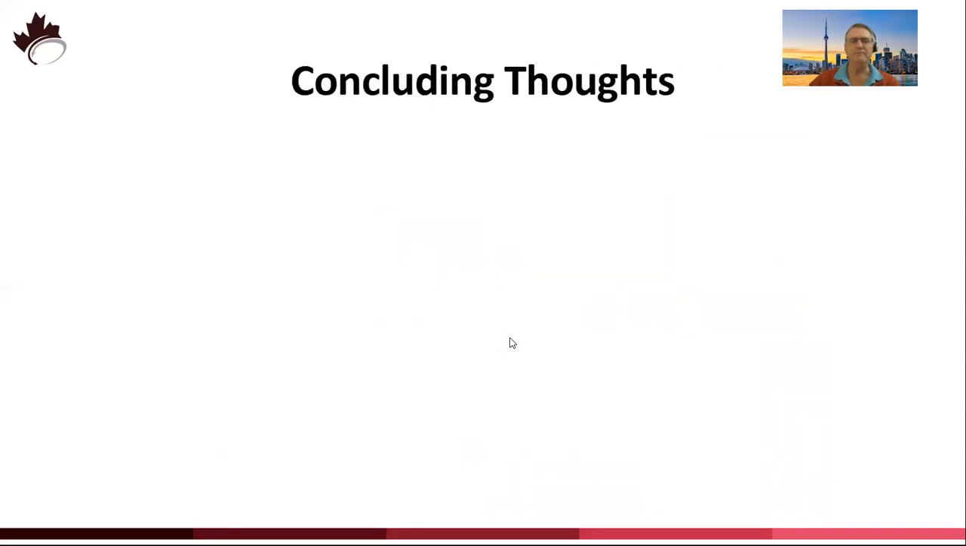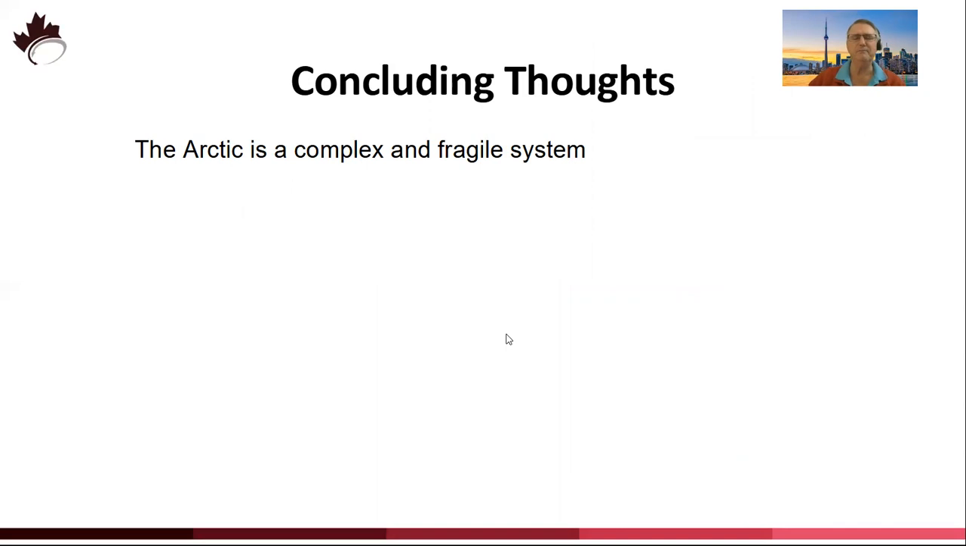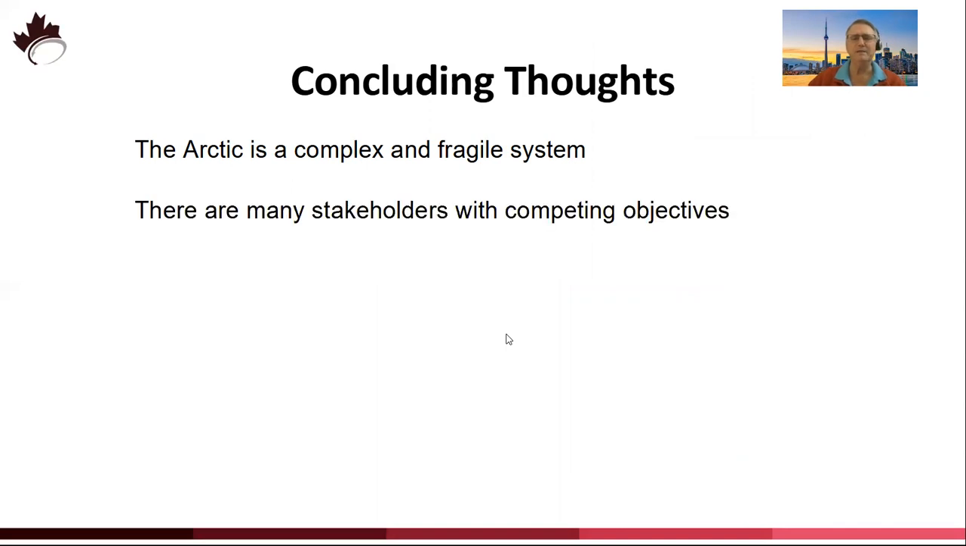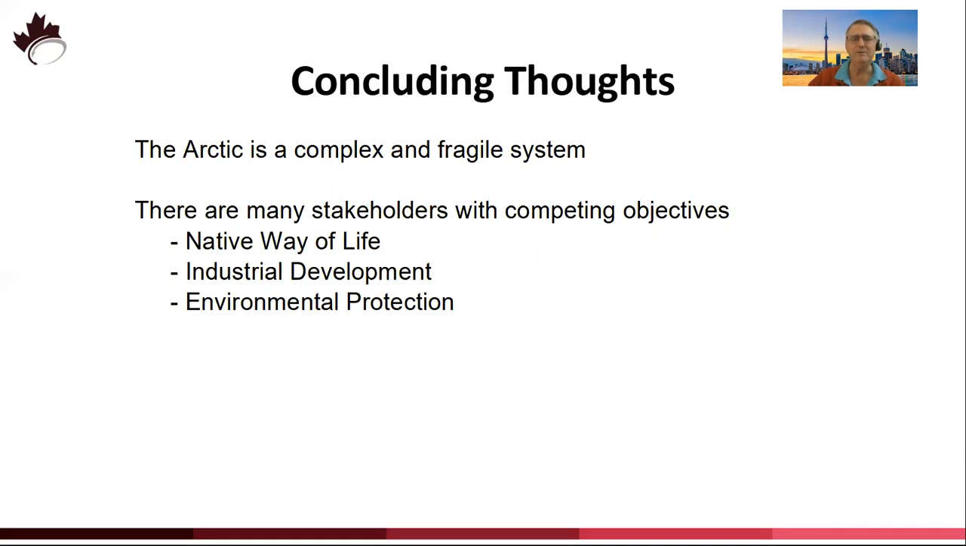So in conclusion, we realize that the Arctic is a complex and fragile system, and there are many stakeholders with competing objectives. There are the natives, who are trying to protect their way of life. There are industrial developers who are trying to generate income. There are environmental protection agencies that are trying to protect the environment. And then there are governments that are trying to maintain national sovereignty.